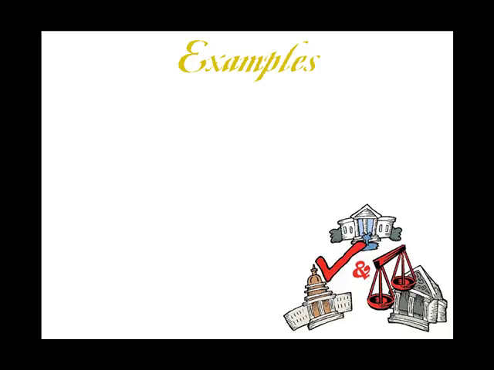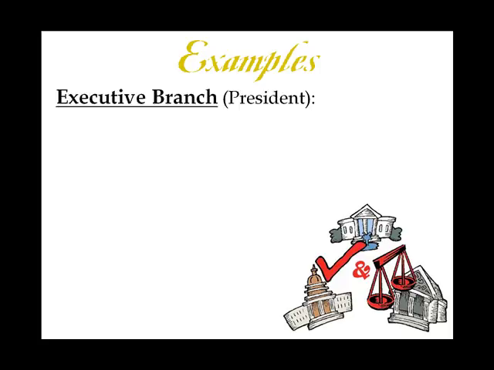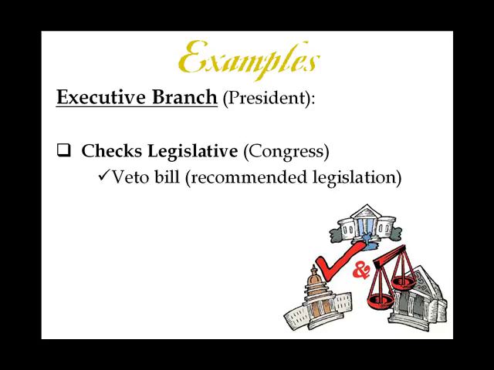Let's go over some examples of this principle in action, starting with the executive branch. The executive branch, or more specifically the president, checks the power of the legislative branch by being able to veto a bill. So Congress has the power to make laws, but the president has the power to influence what those laws are. The executive branch also has a check over the judicial branch.